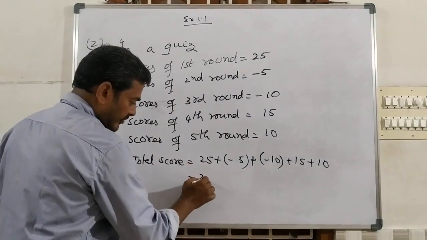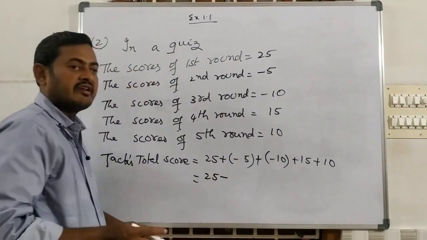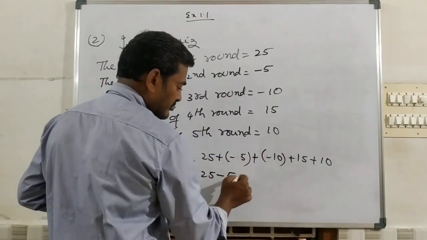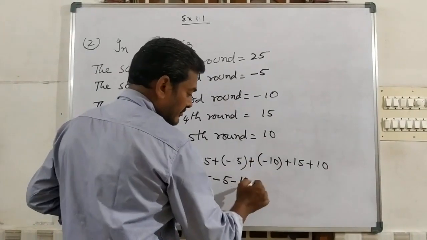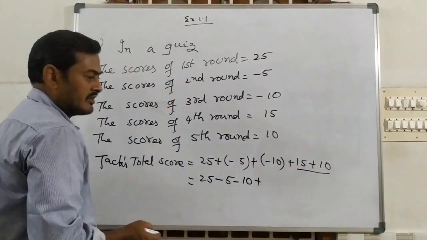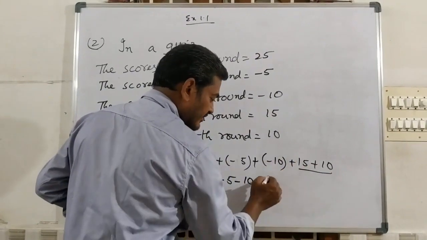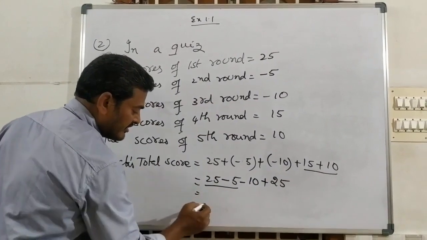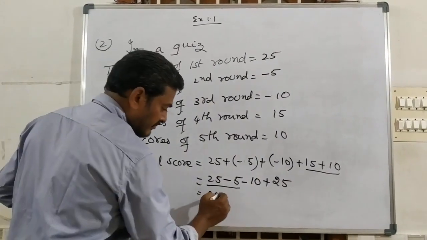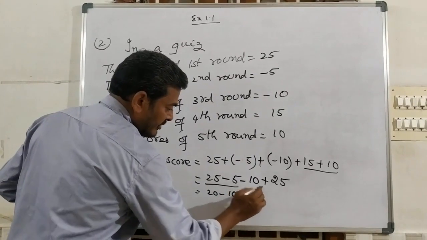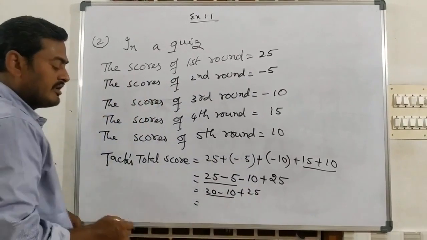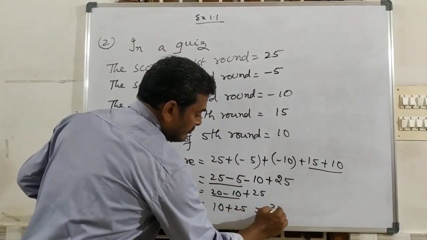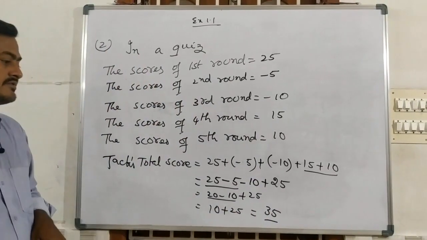Now, these last two are pluses only. If we add these two, 15 plus 10, we get 25. Now these first two, simplify: 25 minus 5 is 20, 20 minus 10 is 10, plus 25, that equals 35. The total score is 35.